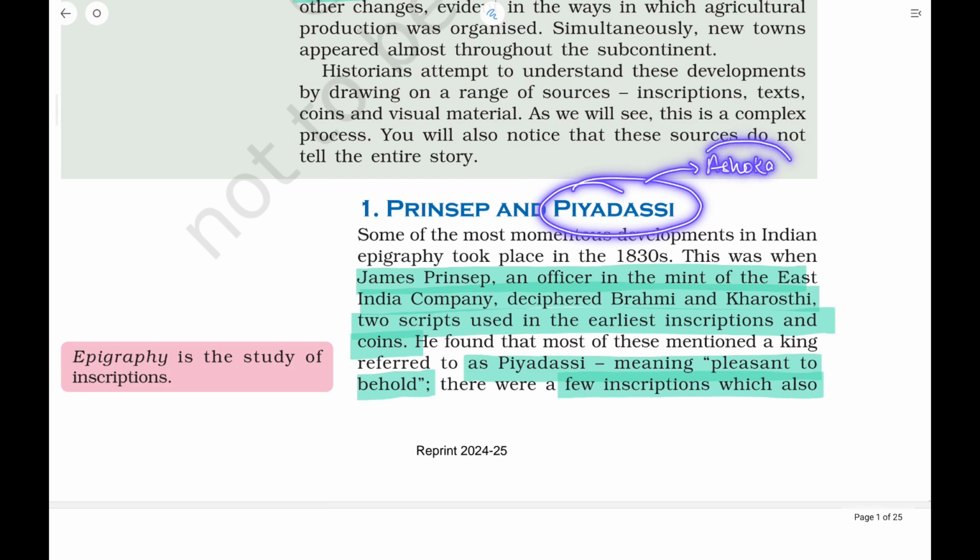There were some inscriptions where Ashoka used the name Devanampriya Piyadasi, meaning beloved of the gods. It means he was there to serve the people.